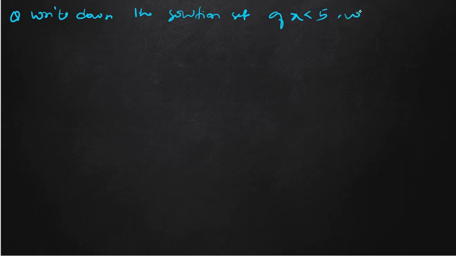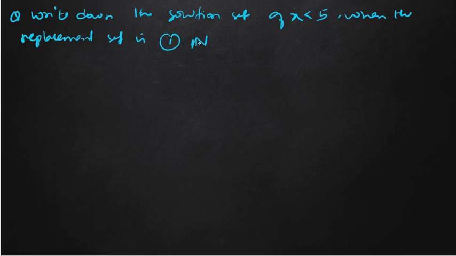Okay, and the replacement set is given. Suppose the replacement set is the set of natural numbers, N is represented for natural number. So how will we solve this? The replacement set is N, so we have to take the value of x from the set of natural numbers.